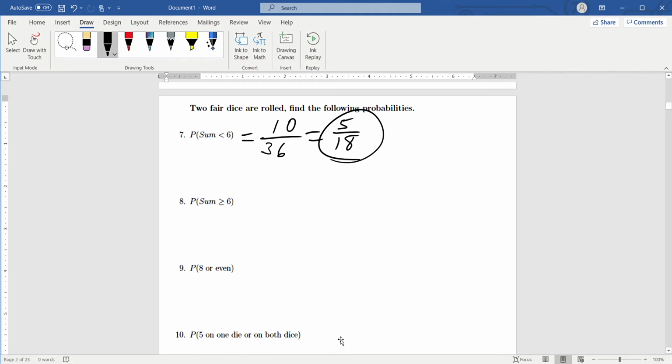Okay? Now for a sum that is greater than or equal to 6. What this is read as, greater than or equal, is at least. So this is saying I want a sum of at least 6. Well, if we look at the picture, that's everything from this diagonal all the way down, which seems to be a little bit more than what we just counted.